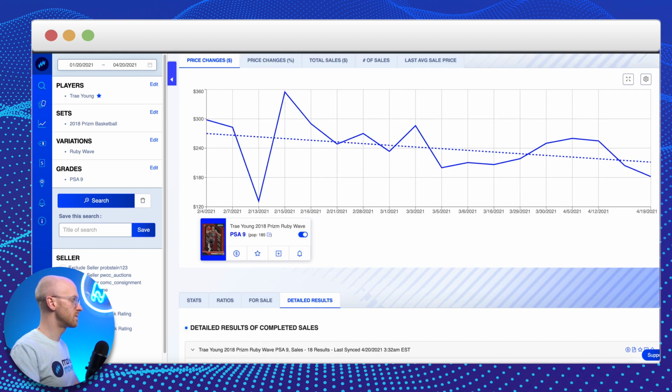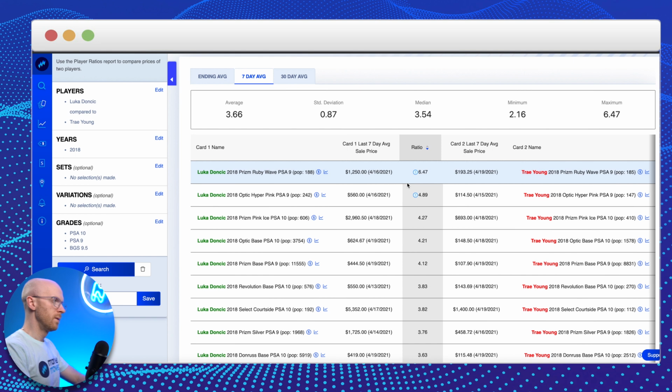So no opportunities per se to buy on this one. But then if I come down here, let's see, this Optic Hyper Pink. I'm not a big fan of the Hyper Pinks. Let's just say that that's not one that I'm particularly interested in buying into.